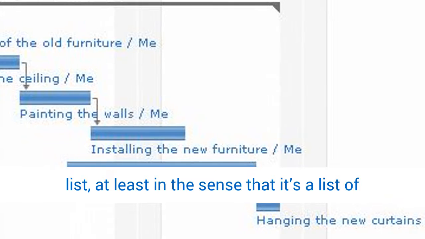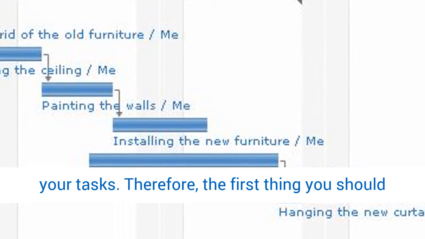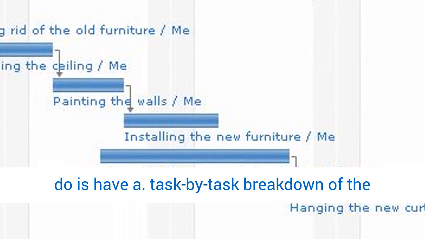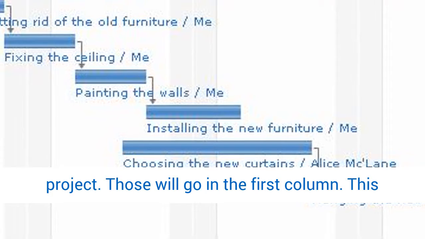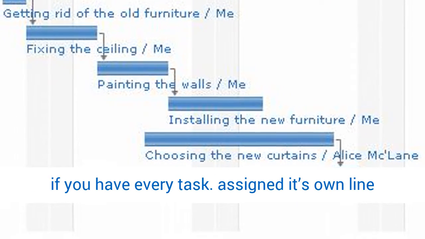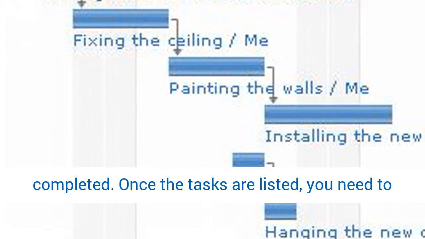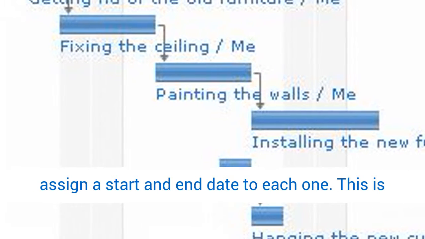1. Task start and end dates. The Gantt chart is not that different from a task list, at least in the sense that it's a list of your tasks. Therefore, the first thing you should do is have a task-by-task breakdown of the project. Those will go in the first column. This may seem obvious, but the Gantt chart only works if you have every task assigned its own line, so you can track the project as each task is completed.